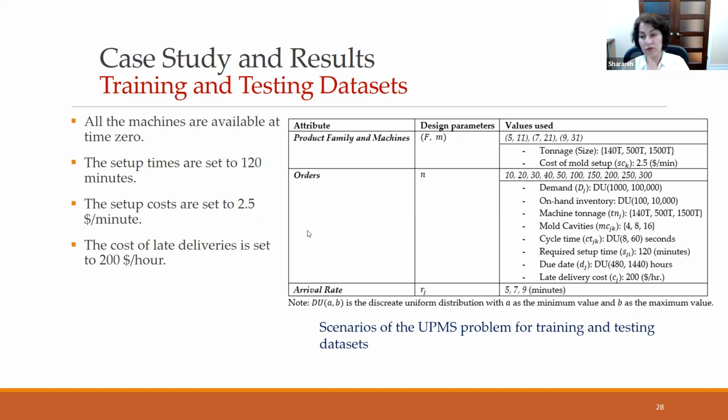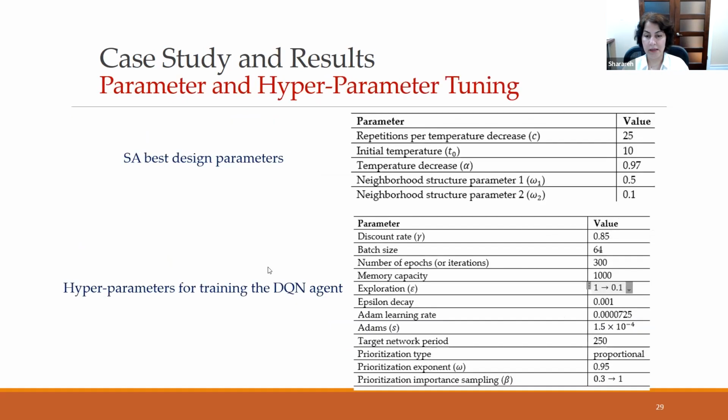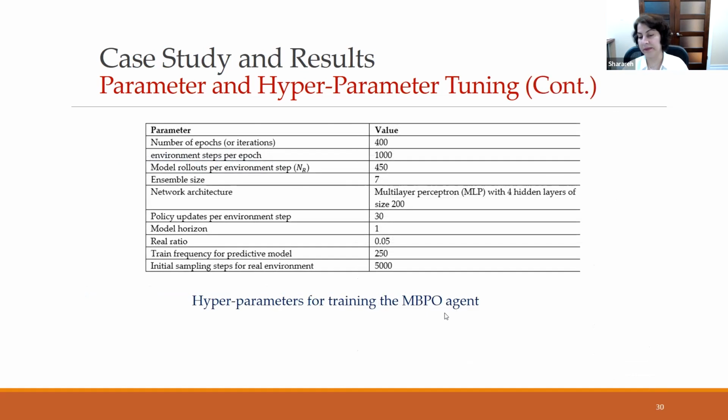These are the data being used for training. For the testing, the setting is similar; the difference is that the order number has been generated randomly, and the arrival rates are also random, not following these parameters. And like all algorithms, we need to tune the parameters or hyperparameters. This table shows the final parameters used in the SA optimizer, as well as the parameters of the DQN agent and the MBPO agent.